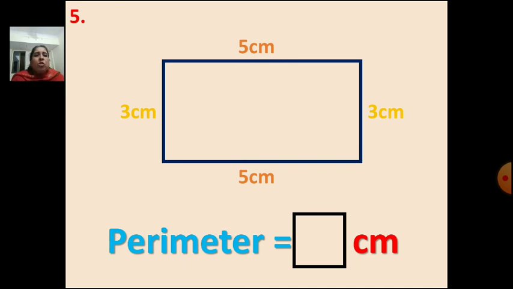Okay. So 3 plus 5 is how much? 8. 8 plus 3 is how much? 11. Okay. 11 plus 5 is how much? 11, 12, 13, 14, 15, 16. So perimeter of a rectangle is equal to how much centimeter? What is the answer? 16 centimeter. So perimeter is equal to 16 centimeter. So this is your answer, children.